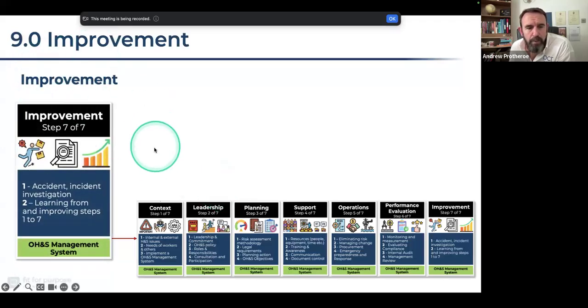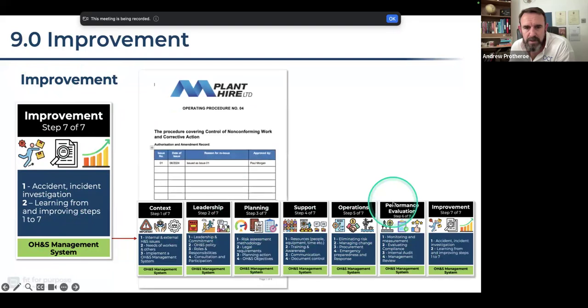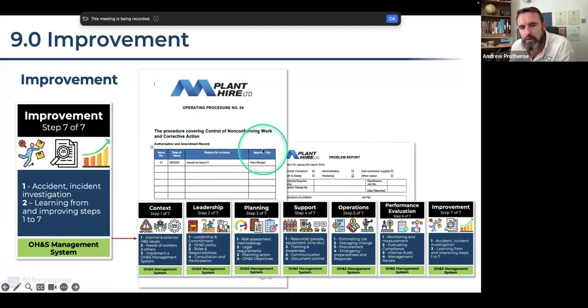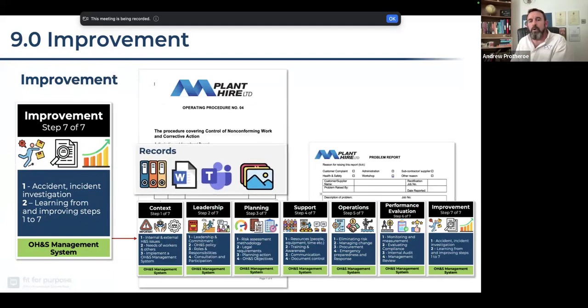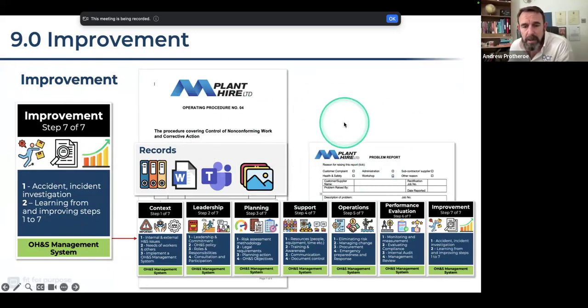So we're nearly there on that improvement, step 7 of 7. So that is it. We're on improvement now. And again, we've got to improve across the entire management system. We've got to have some type of documentation, some type of control measures for non-conforming work. Okay, whether that's accidents, incidents, near misses, whatever it is, it's just good to have something in place. We need it, and you shouldn't pass this standard if you haven't got documented evidence of that. We need the records.